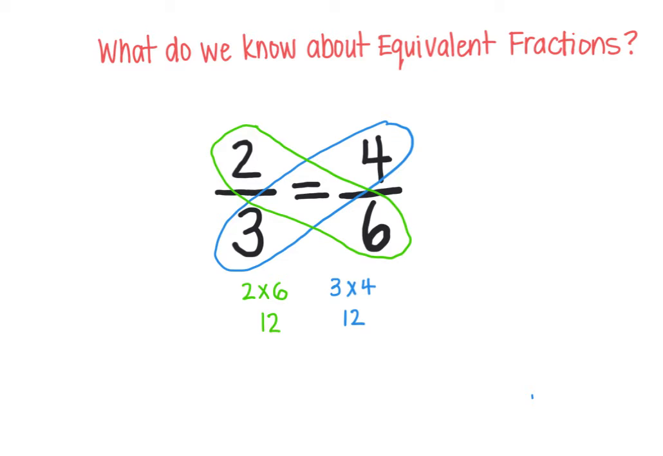We call this idea cross multiplication. So we multiply across the diagonals in each case, and they will be equal to each other if the fractions are equivalent. We'll use this idea as we solve proportions.